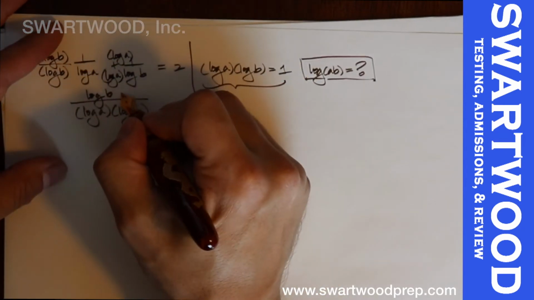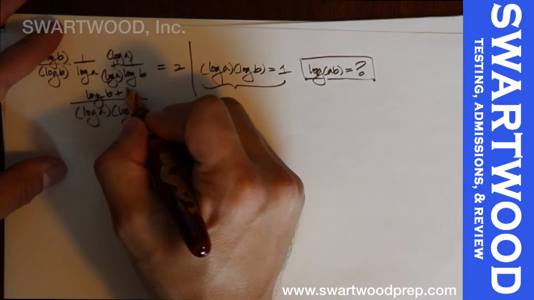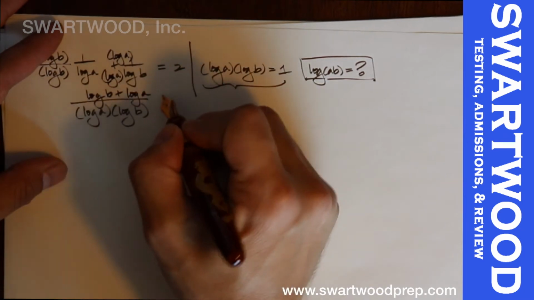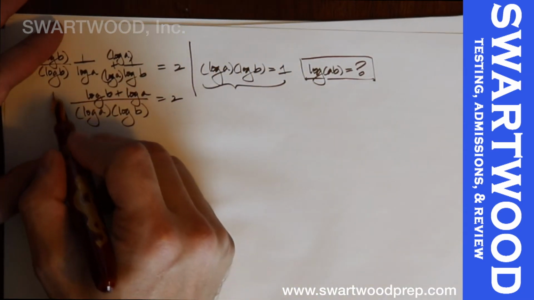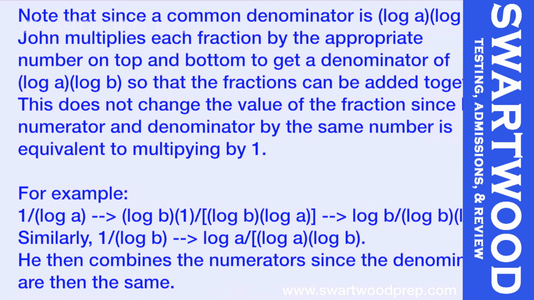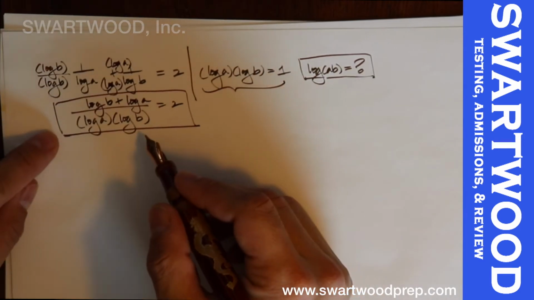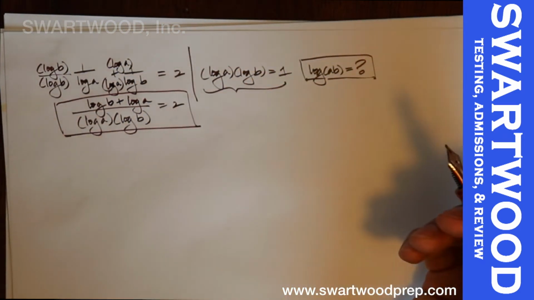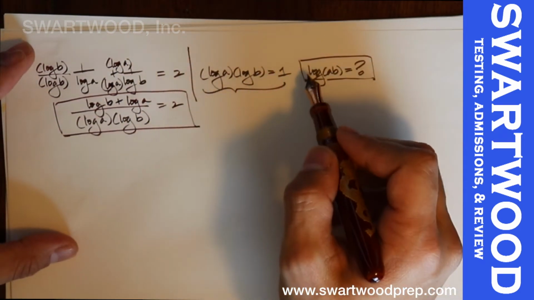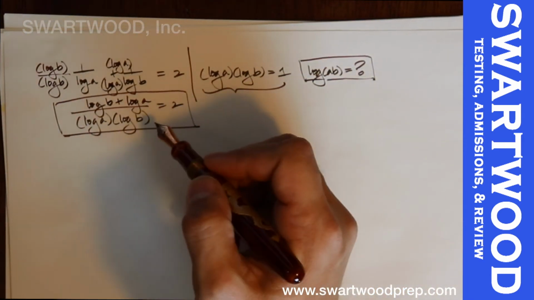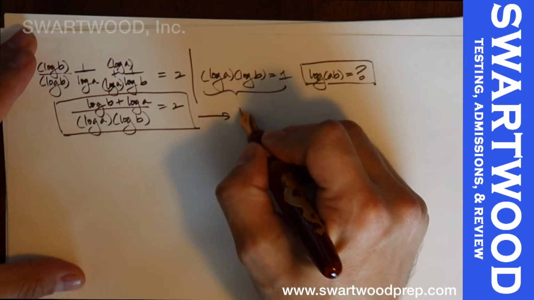Okay? And then we'll get up top plus, because it's connected by plus, right? Log of A. Okay. So that's the equation so far. So now it's looking much better, right? Because they give us log of A times log of B is 1, and the bottom is definitely log of A times log of B. So we'll just do a direct substitution, right?